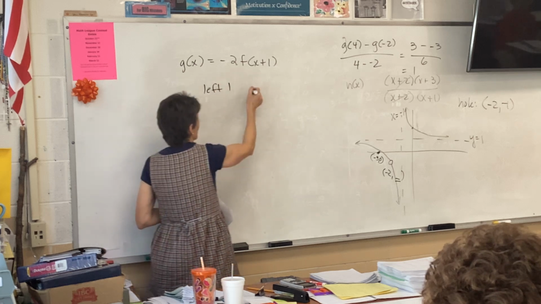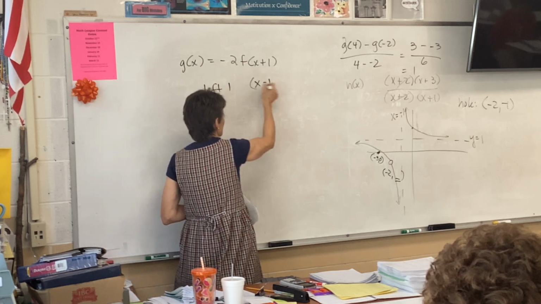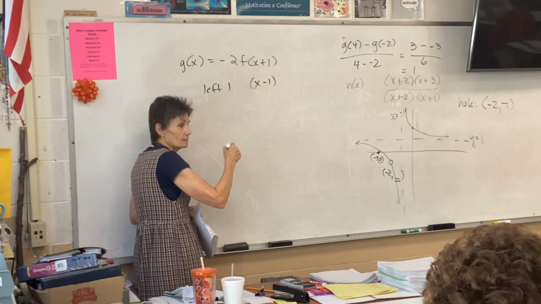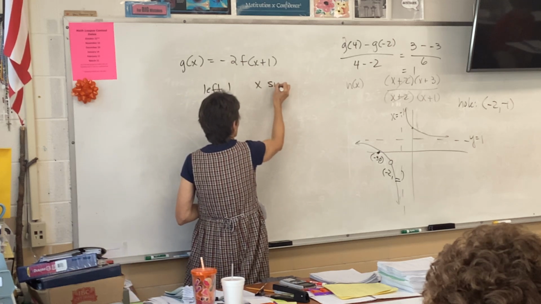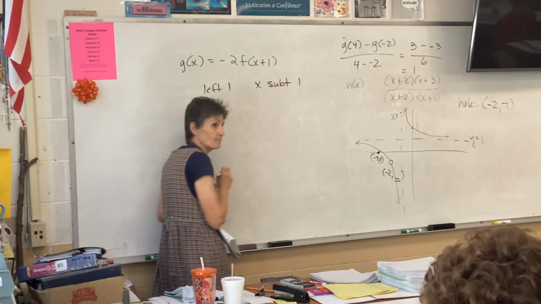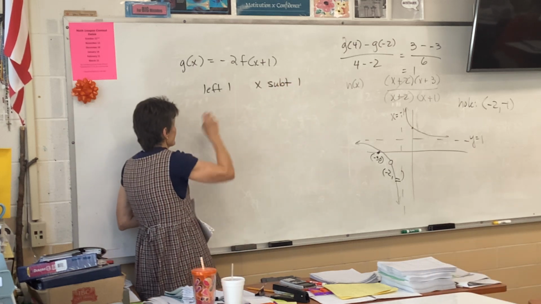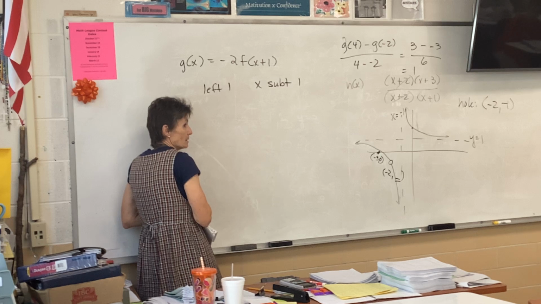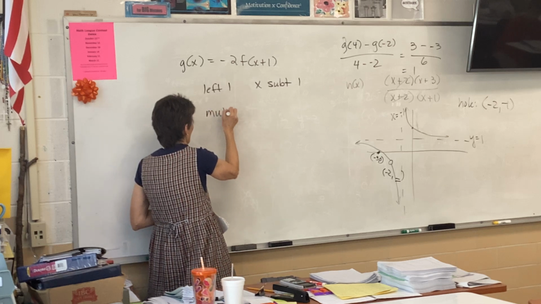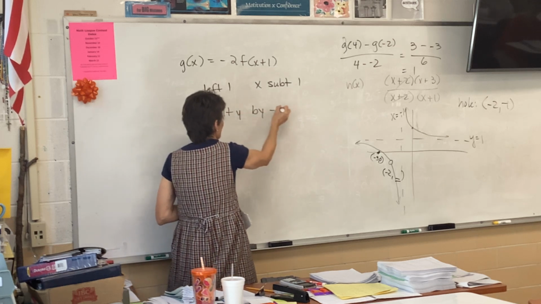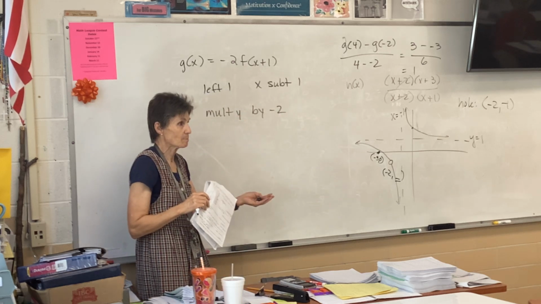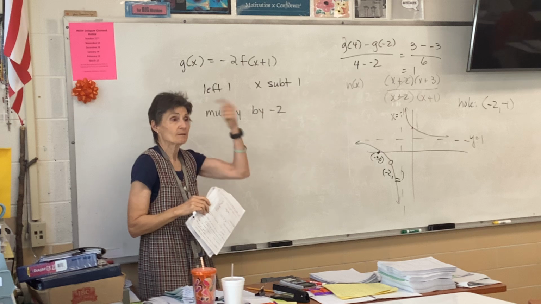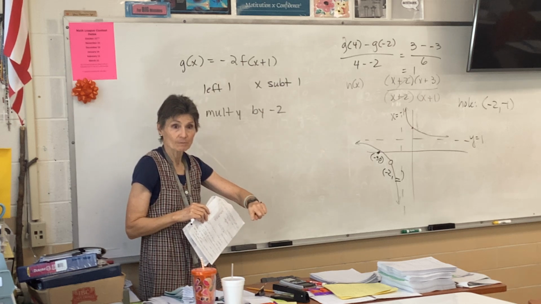So in other words, I'm taking my x's and subtracting 1. Okay, what else is happening? I am multiplying my y's by negative 2. Now that accomplishes 2 things. It makes it twice as big, and it flips it upside down, okay?